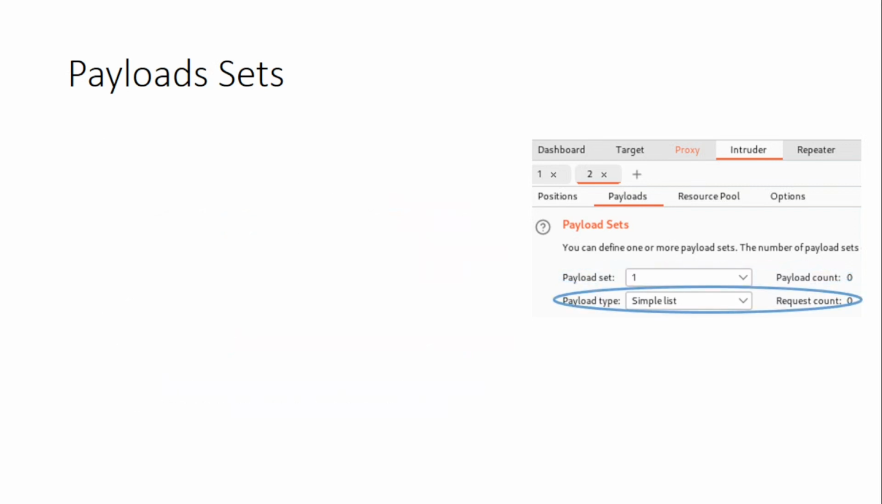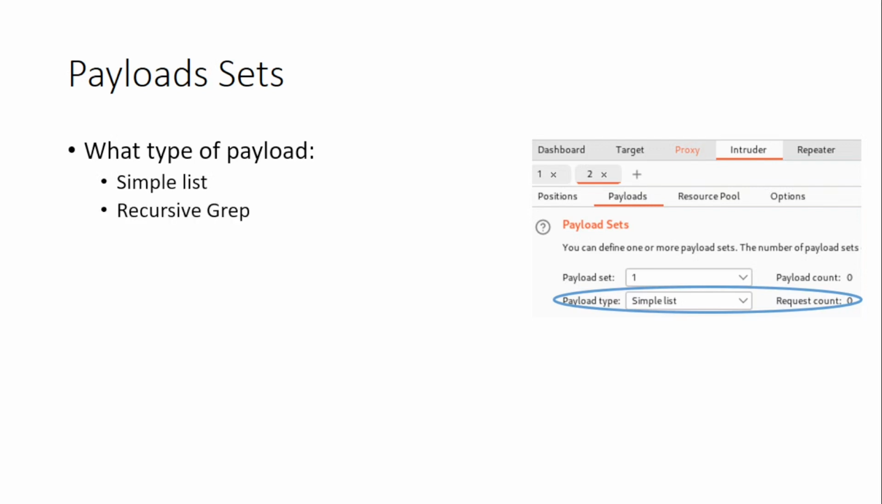It also allows us to configure what type of payload we would like to use. It can be a simple list, which lets us load in a word list to use, or recursive grep, or also numbers and username generator, and many other types of payloads. Then there's the payload options. So here it will depend on the payload type selected.